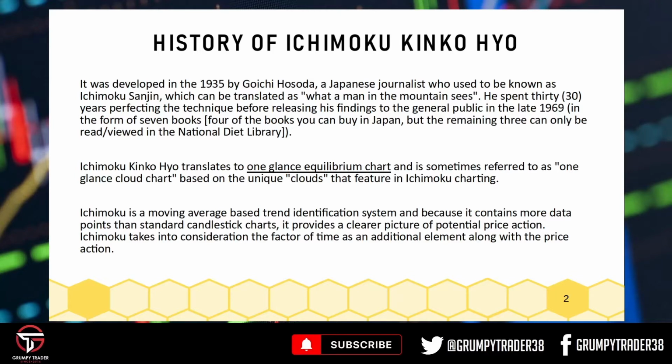He spent 30 years perfecting the technique before releasing his findings to the general public in the late 1960s, mga ganon, in the form of 7 books. Okay, 4 of those books you can still buy in Japan today. Okay, but yung remaining 3 out of those 7, you can only read them in the National Diet Library in Tokyo. Now, rinelease niya sa general public noong 1969 yung Ichimoku Kinko Hyo na techniques.